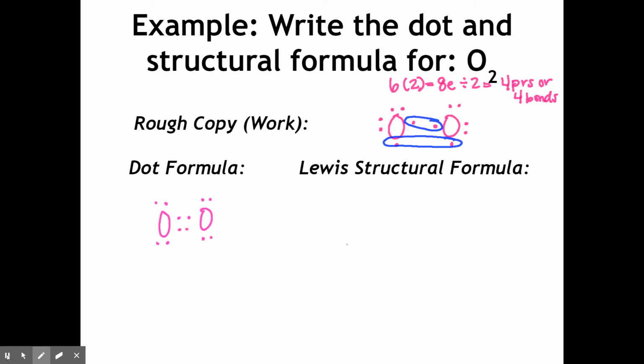For the Lewis structural formula, we draw our oxygens with their unshared pairs. And then instead of the circles, we draw a straight line to represent those bonds.